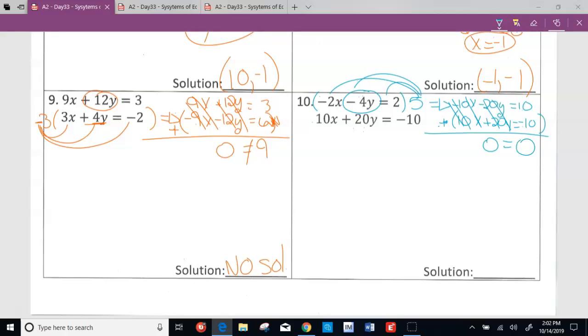So here I have a new statement. I have, does 0 equal 0? Yes. So if the left number equals the right number, then what that means is I'm going to have infinite solutions. In other words, these are basically the same exact line stacked on top of each other.